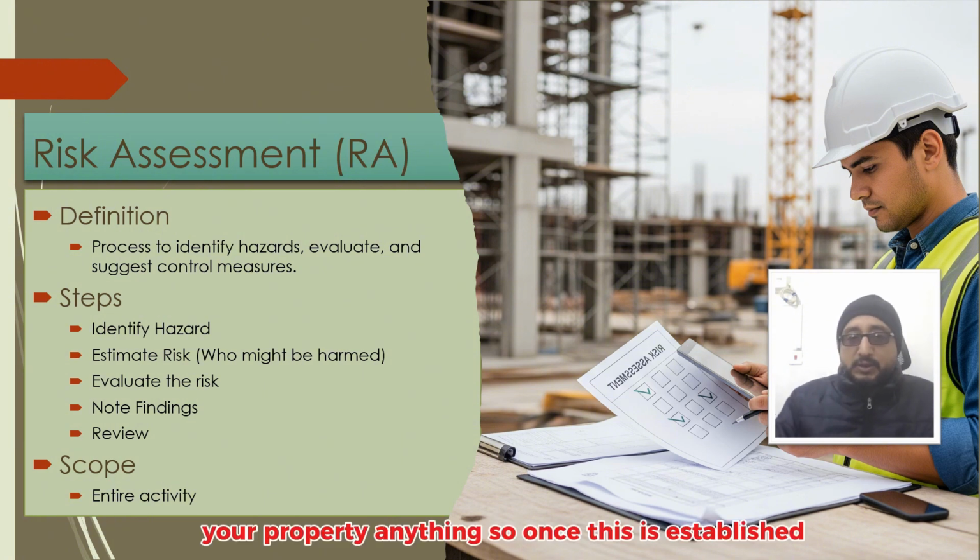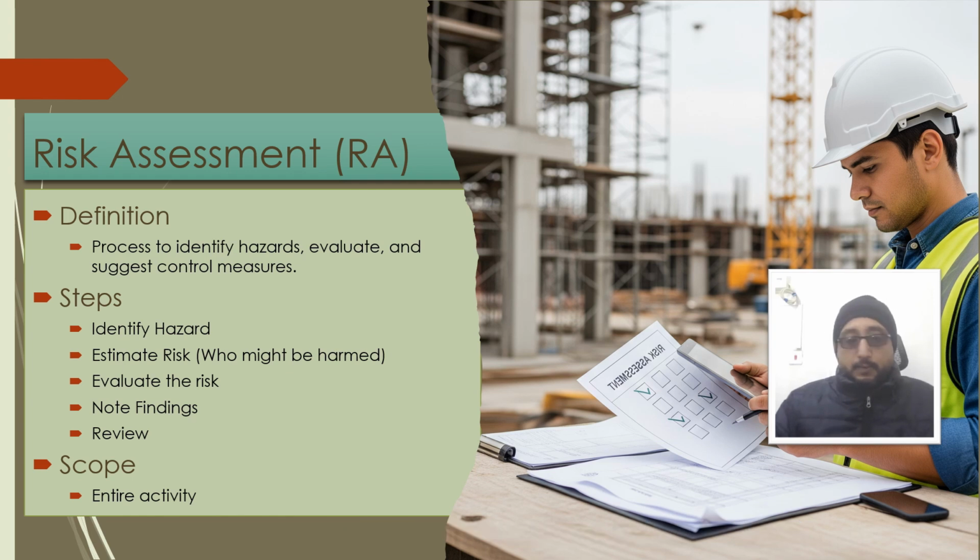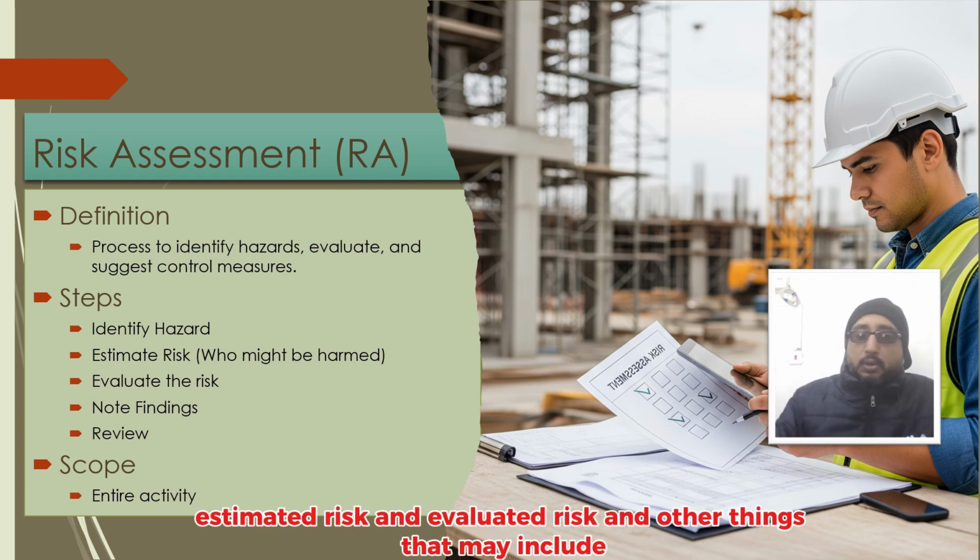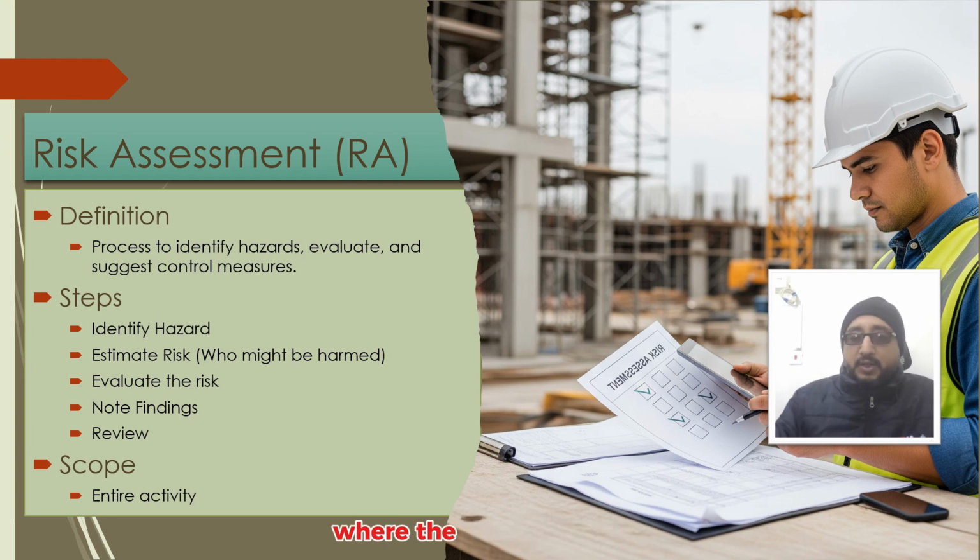Once this is established, then we evaluate the risk. The evaluation process basically includes rating the risk level. It may be low, it may be high, it may be medium. Once we evaluate the risk, after that we note the findings. What is this? We write down all the identified hazards, estimated risk, and evaluated risk, and other things that may include who is the assessor, where the activity was done, what is the expiry, what is the validity, and so on.